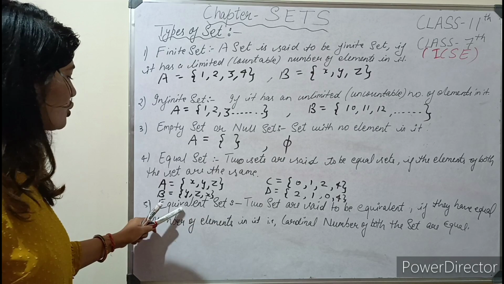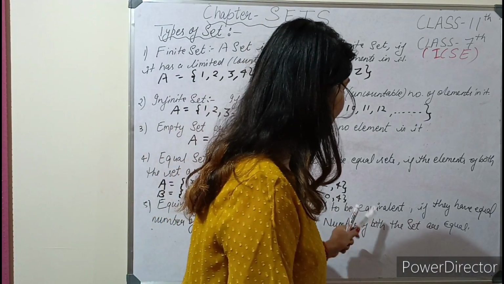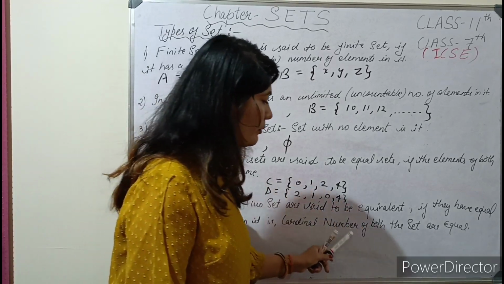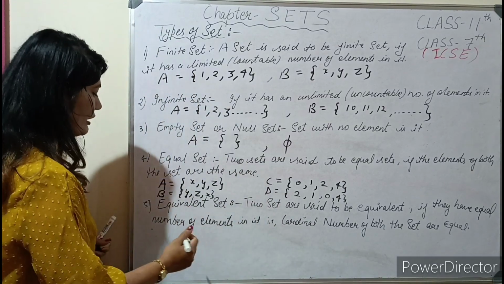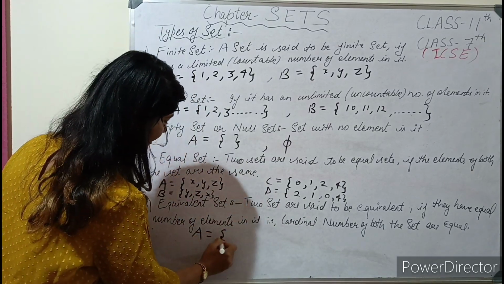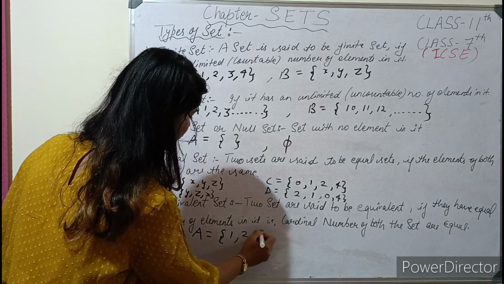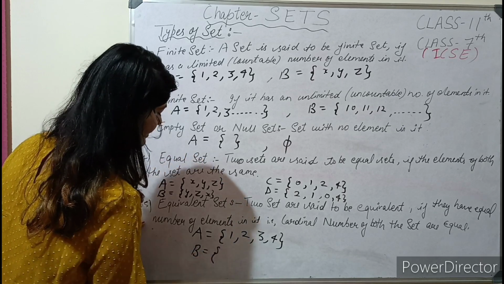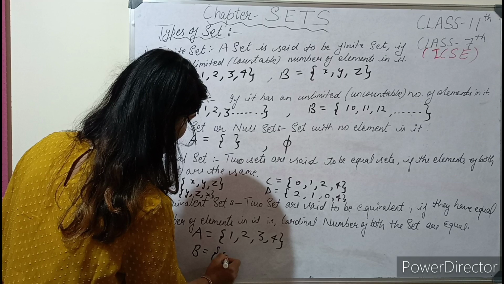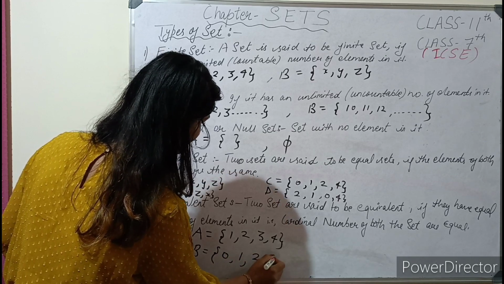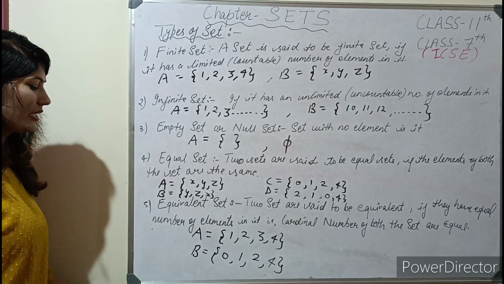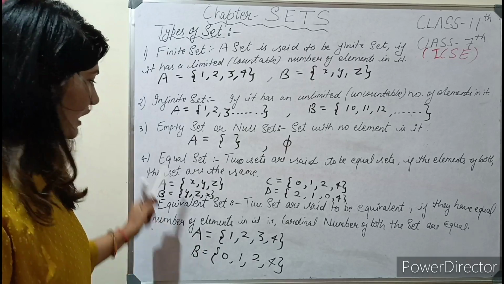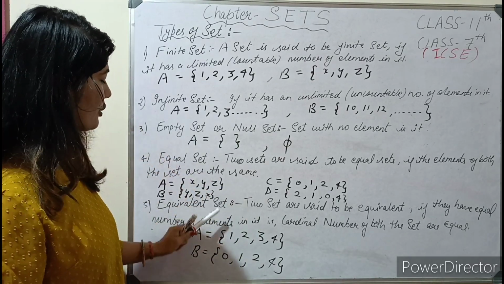Now the last one is the equivalent set. So two sets are said to be equivalent if they have an equal number of elements in it. That is, the cardinal number of both the sets should be equal. For example, suppose A is a set of elements 1, 2, 3 and 4. In the similar way, B is a set of elements 0, 1, 2, 4. So now in this case we can say that set A and set B are the equivalent set. Set A and B are not the equal set, but these are the equivalent set.